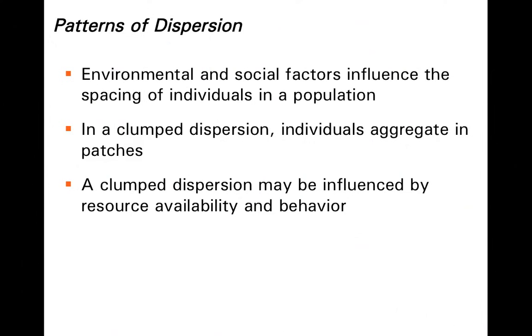So in addition to density, sometimes we're concerned about the patterns of dispersion. How are the organisms arranged within a given area? Patterns that affect that may be environmental and social factors. And we see three general patterns for dispersion: clumped, random, and uniform. In a clumped dispersion, which is the most common, you see patches of individuals. And this may be influenced by local resource availability or behavior.